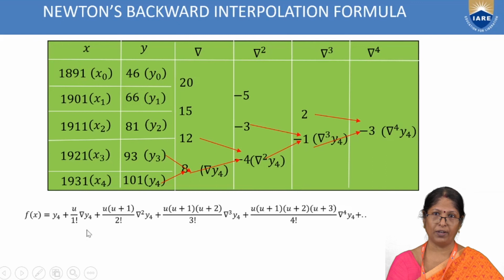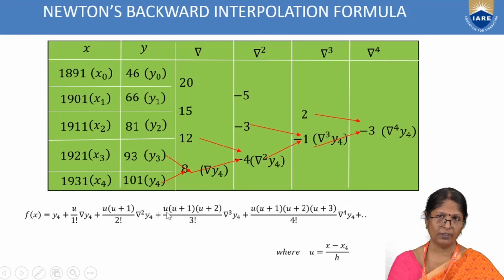To substitute here, the y4 value is available, and del y4, del square, del cube, del power 4, all the values are available. We can pick them from this constructed Newton's backward difference table. And one more thing: we stop the formula also at del power 4, because our table also ends with del power 4. We need not write the next term. Here we know all the values except this u.